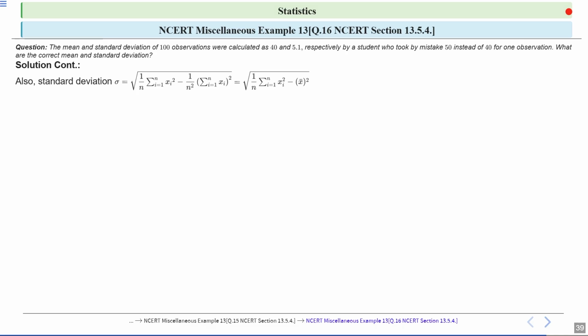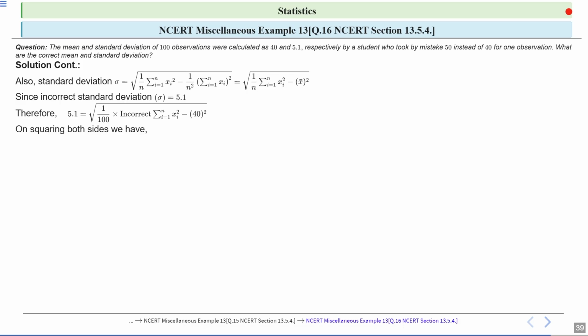Also, standard deviation sigma equal to square root of 1 divided by n times summation from i equal to 1 to n of xi squared minus 1 divided by n squared of summation from i equal to 1 to n of xi whole squared. This is equal to square root of 1 divided by n summation from i equal to 1 to n xi square minus x bar whole squared. Since incorrect standard deviation sigma is 5.1, therefore 5.1 equal to square root of 1 by 100 times incorrect summation from i equal to 1 to n xi square minus 40 whole square.